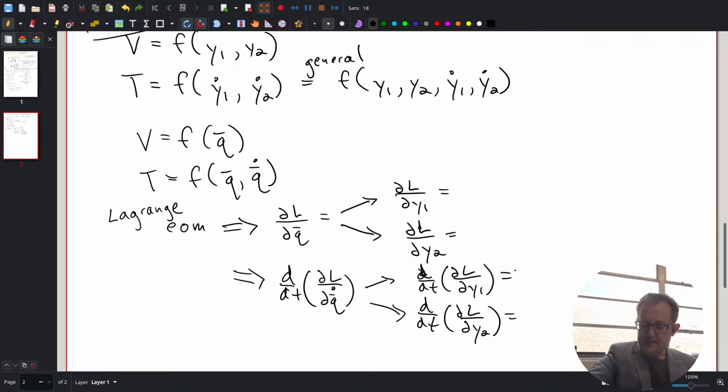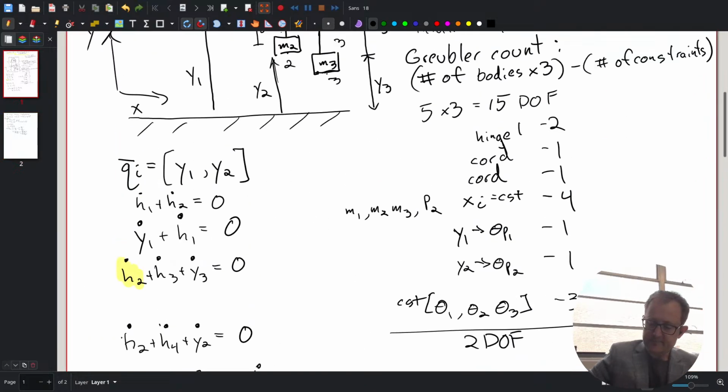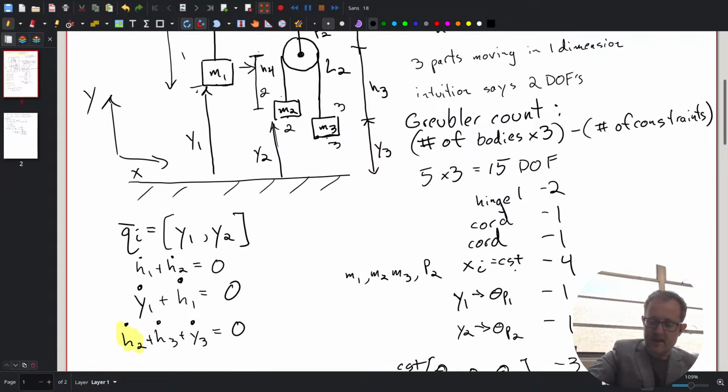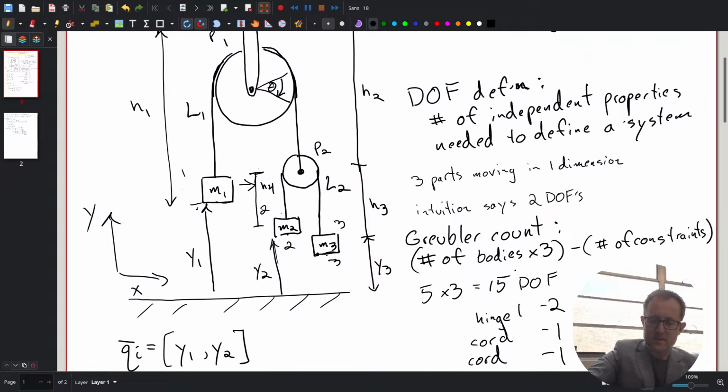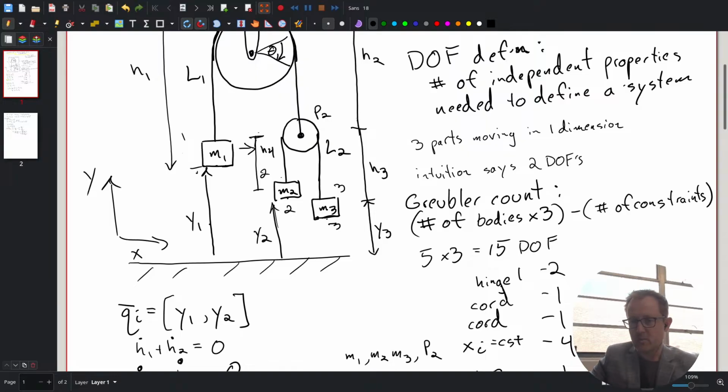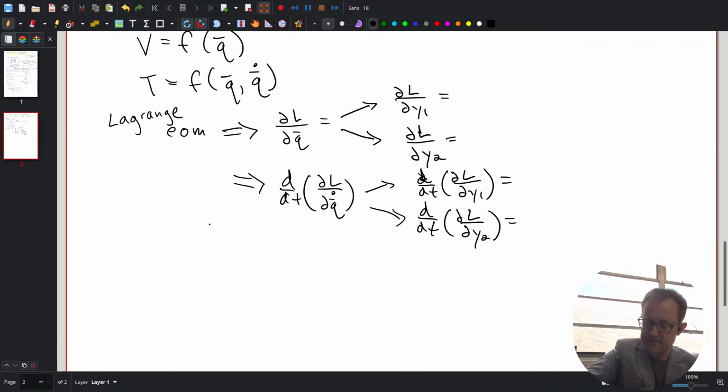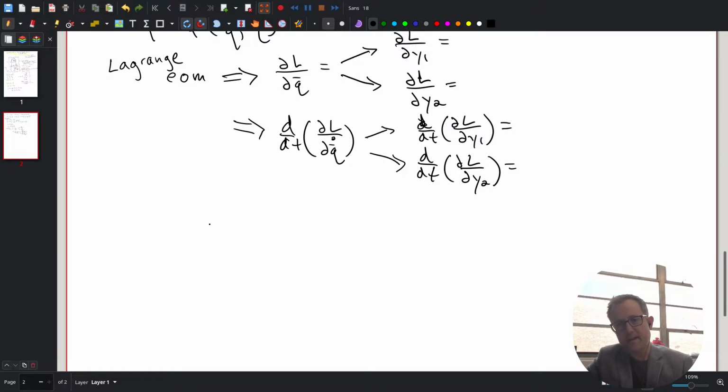And in this system, that's all we have, just kinetic and potential energy. We could have work added somehow, like some other non-conservative forces, but we haven't really dealt with that yet, and we'll get to it soon.